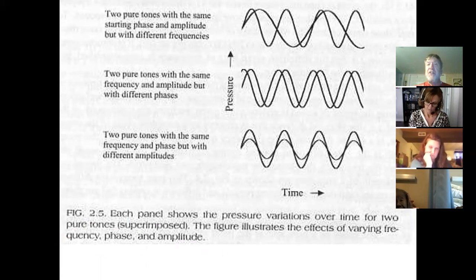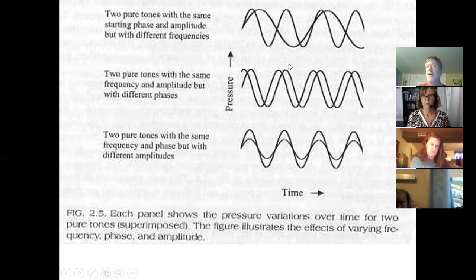High frequencies have many cycles, many waves per second. Low frequencies have fewer cycles, fewer wavelengths per second. So look at this slide. This is a good one to compare the three. Look at these three pictures here. The top pair, the middle pair, and the bottom pair.